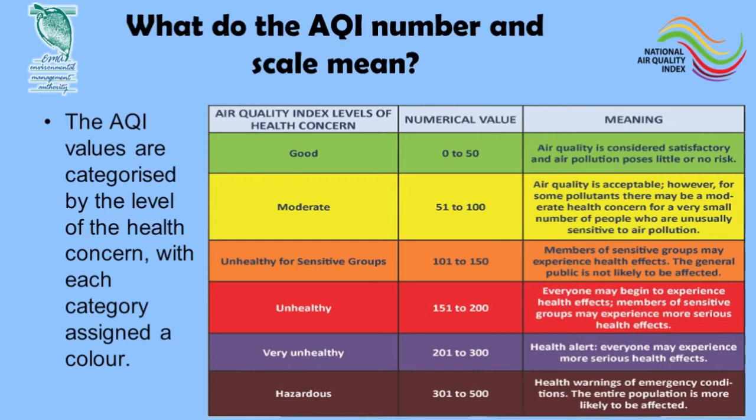Notice the graphic on the right. The AQI values are characterized by the level of the health concern, with each category assigned a color. The AQI uses colors that persons are familiar with, such as green, yellow, and red. Many persons associate green with go, yellow with caution, and red with stop. So an AQI value in the range of 1 to 50 is color-coded green, meaning that air quality is good and everyone can go about their personal affairs without cause for concern.